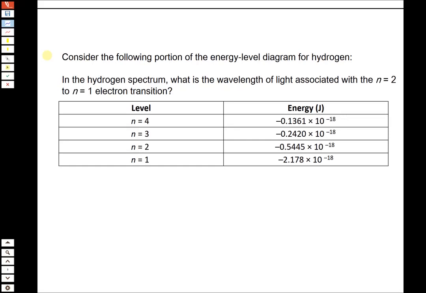So here we're considering the following portion of the energy level diagram for hydrogen, and then it says, in the hydrogen spectrum, what is the wavelength of light associated with the n equals 2 to n equals 1 electron transition?